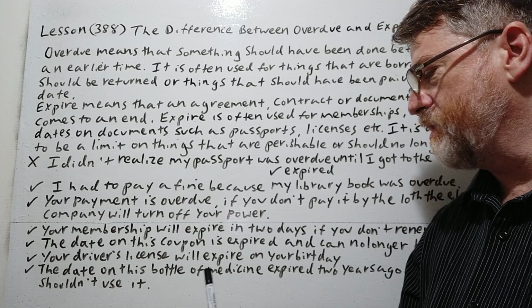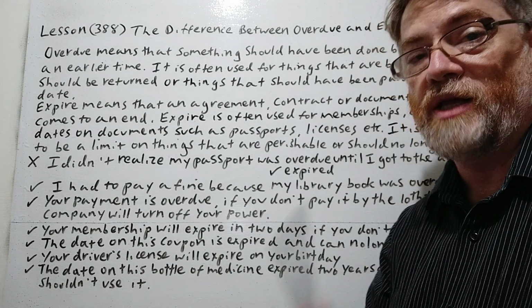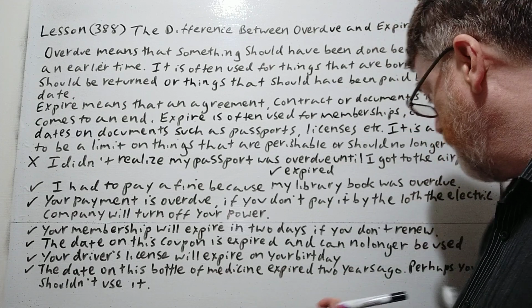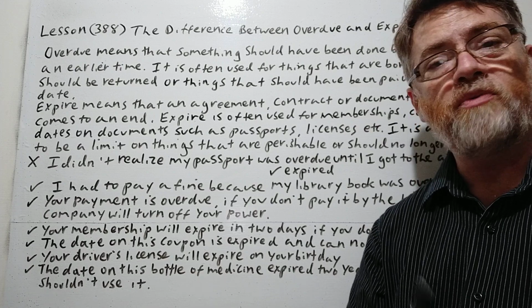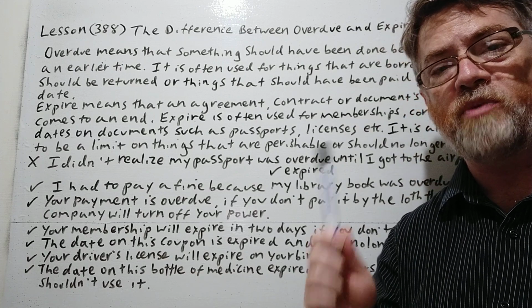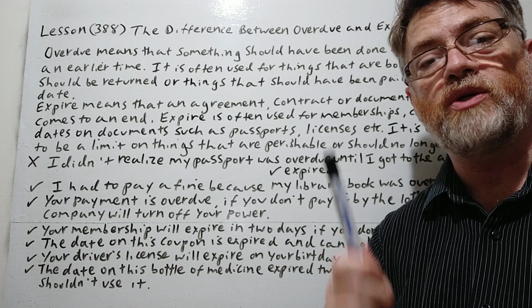The date on this bottle of medicine expired 2 years ago. It's another one where it shouldn't be used after this date. Perhaps you shouldn't use it. Okay. I hope this is clear. I hope it was informative. I hope you got a much better feel now of when you should use expire and when you should use overdue.